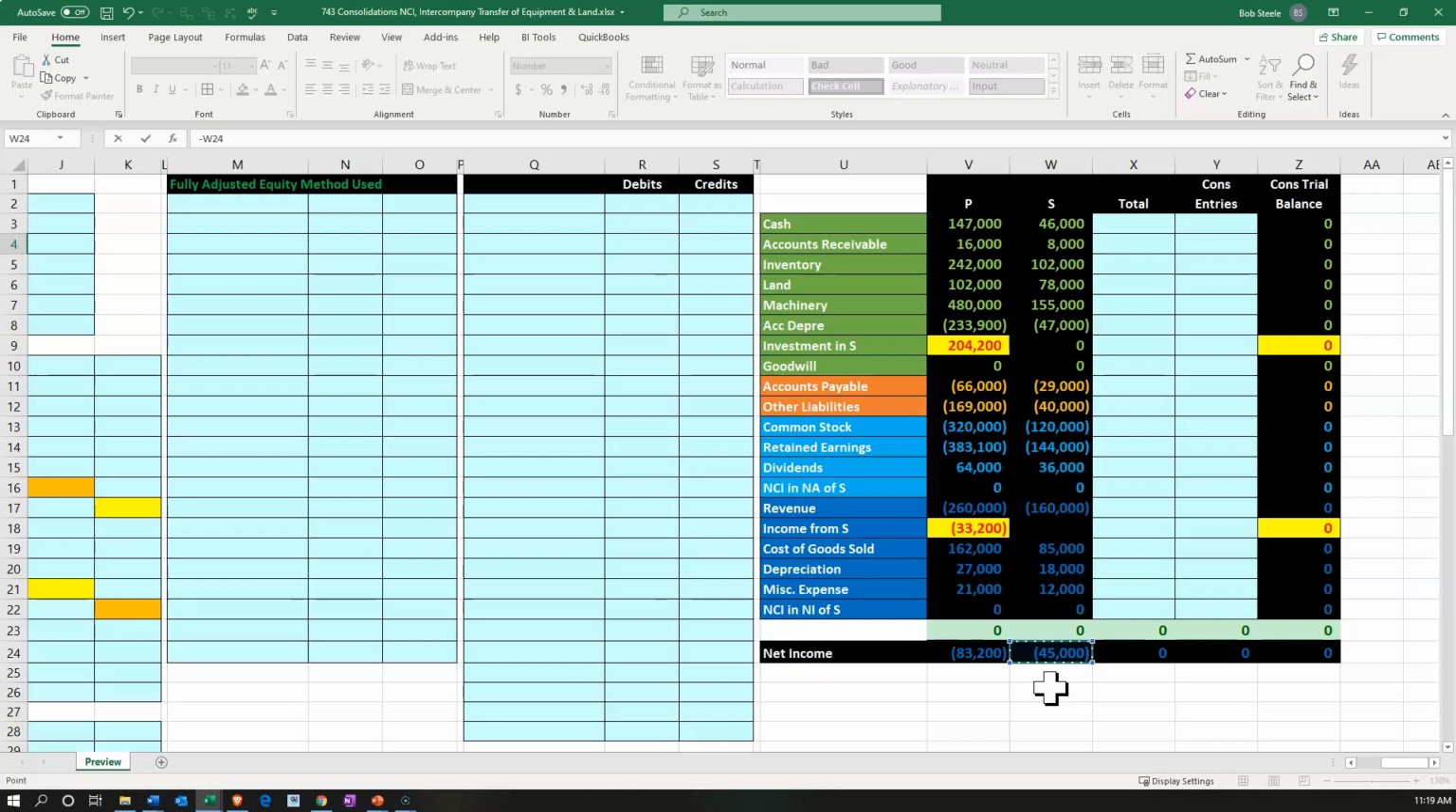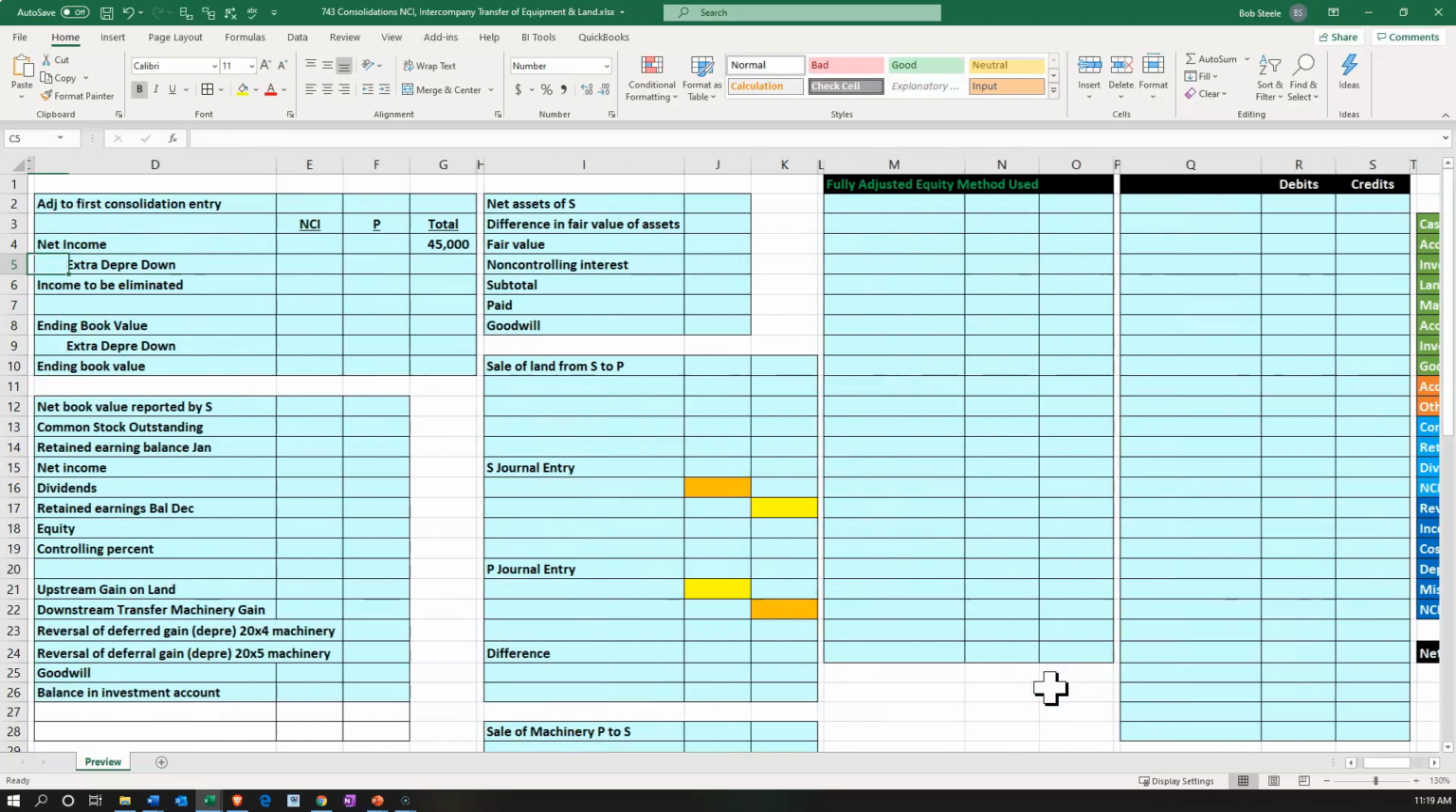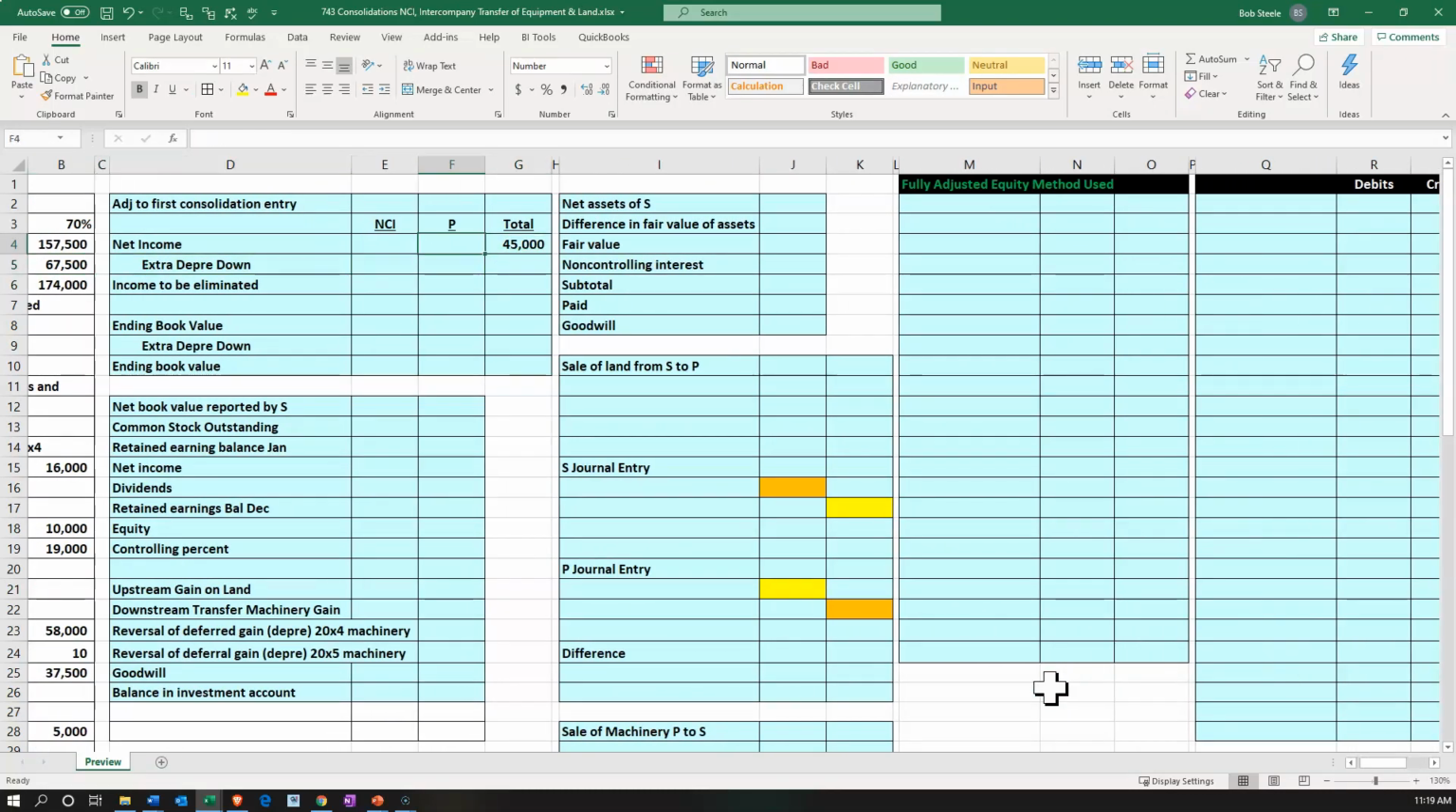Typically, we're going to take that 45,000 as part of our first journal entry and use it, breaking it out between the controlling and the non-controlling interest. Meaning we're going to take the 45,000 times the 70% for the controlling interest, and then the 45,000 times 1 minus the 70%, or the 30%. And of course, these two add up to the 45,000.